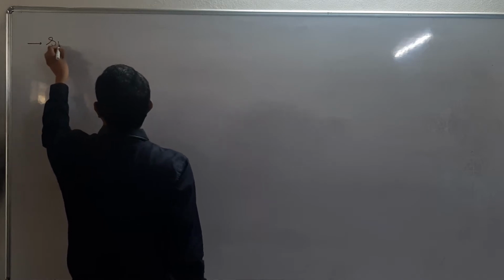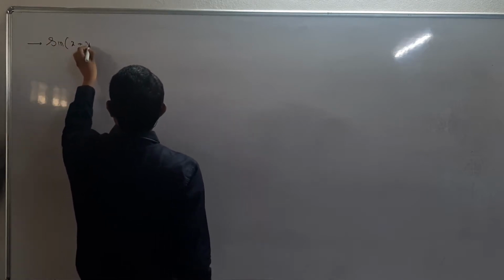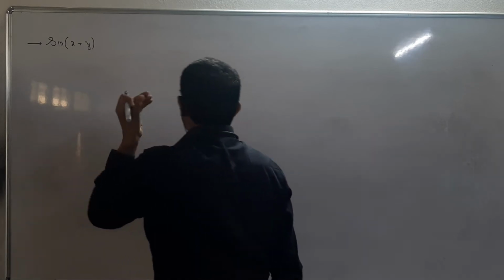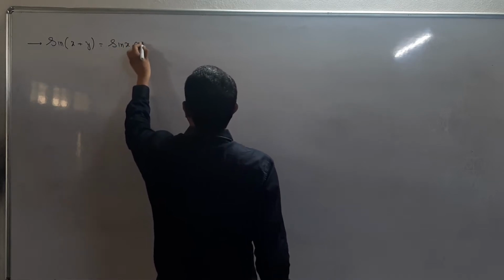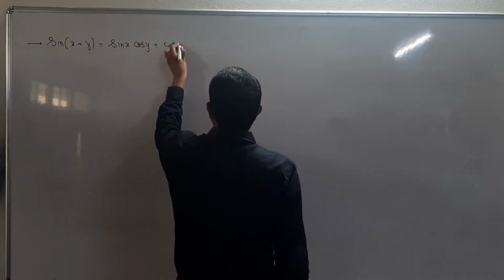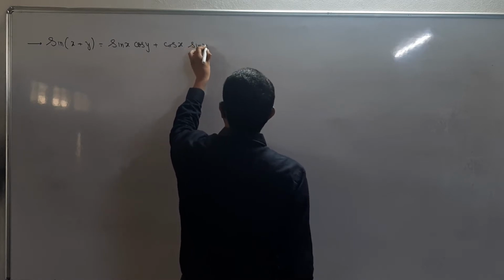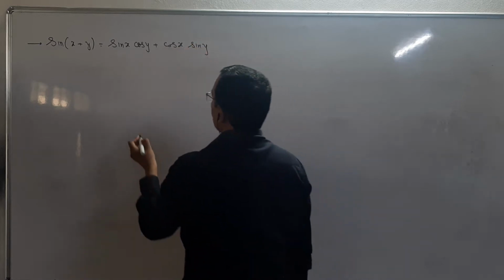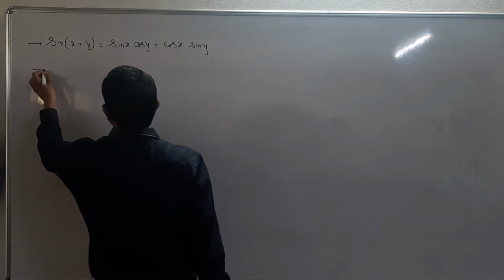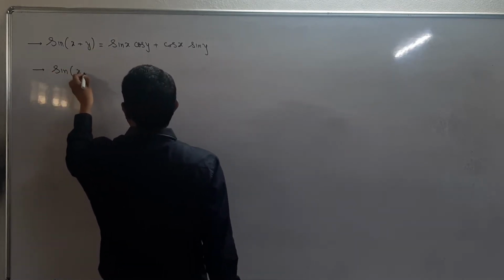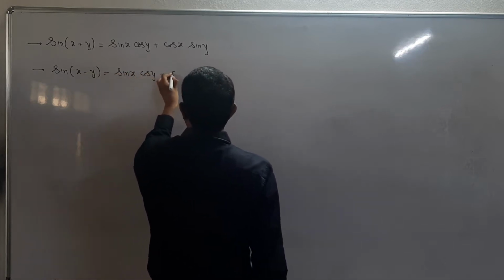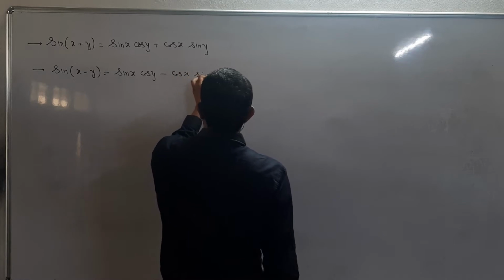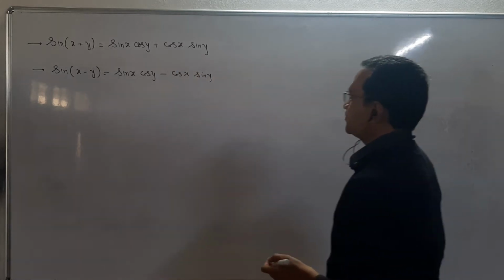Now, the first formula which I write is sine of x plus y. Students, the formula of sine of x plus y is sine x cos y plus cos x sine y. This already we have written in the last lecture. Second formula is sine of x minus y, which is sine x cos y minus cos x sine y.